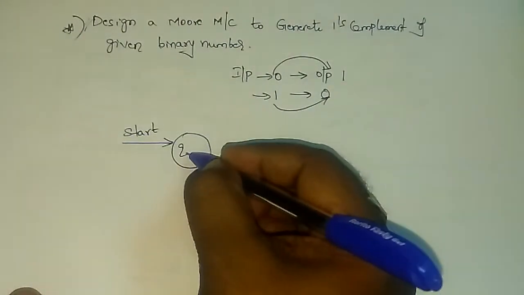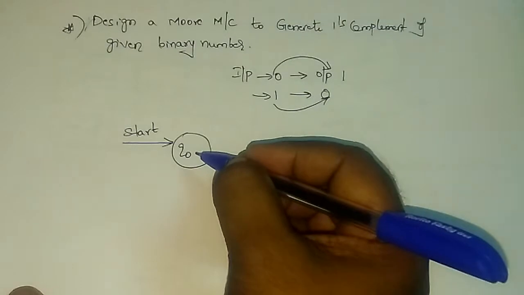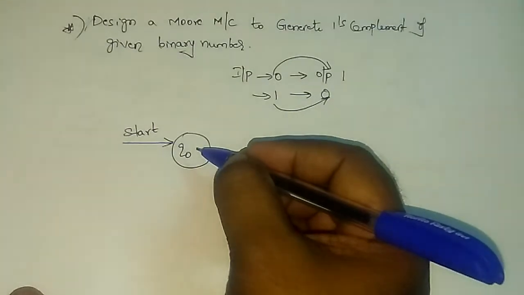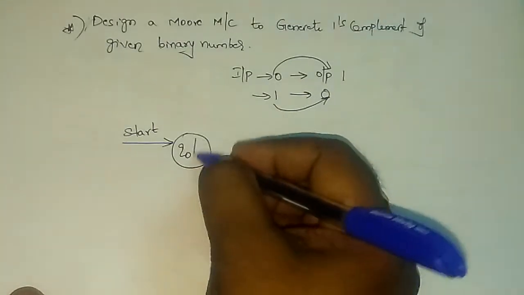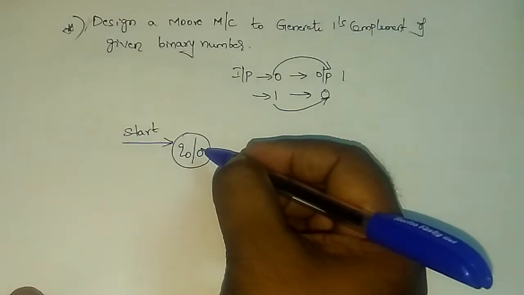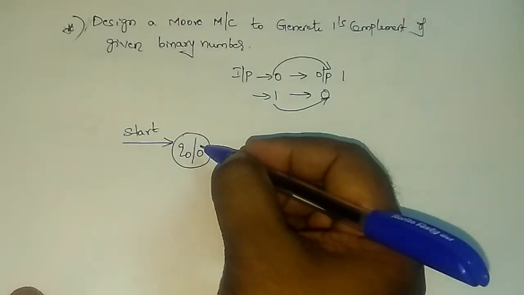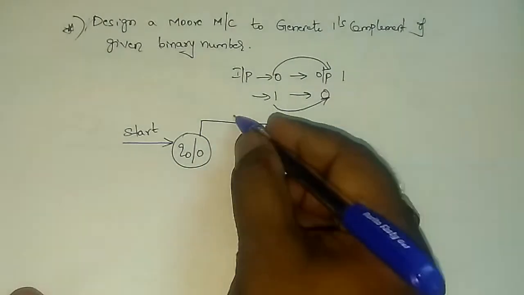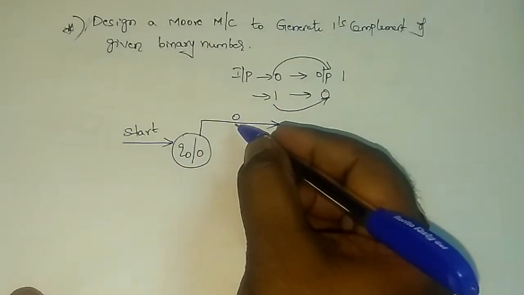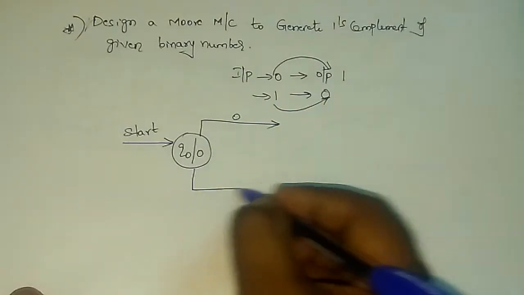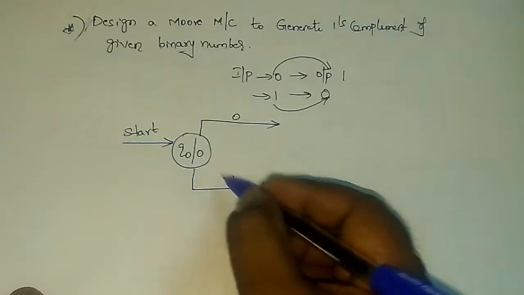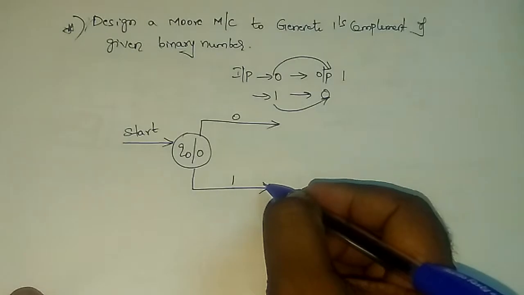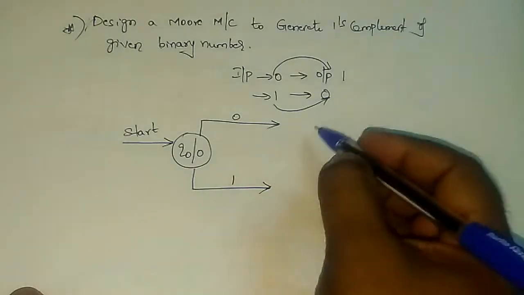So this is Q0. Initially my output is 0, because it starts from 0. Next, one input is for 0. That means if we give 0, we should get 1. If the other input is 1, if we give 1, the output should be 0, right?